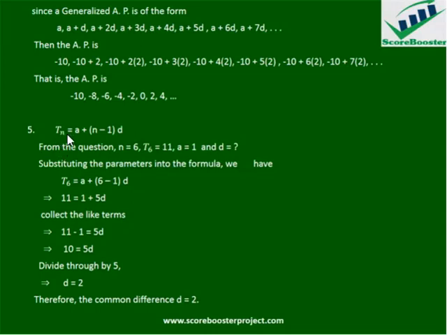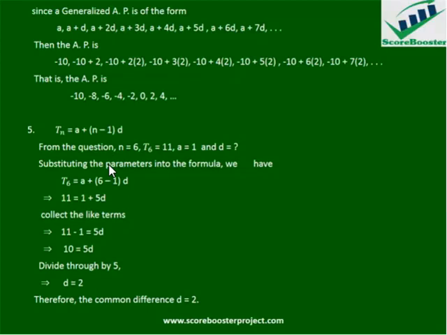So from the formula of the nth term of an arithmetic progression, Tn equals A plus n minus 1 into D. From the question, n equals 6. The value for the 6th term is 11. The value for the first term, A, is 1. So we have to obtain the value for the common difference.